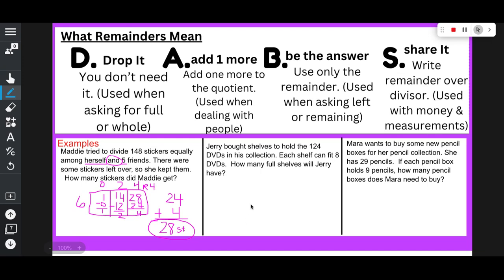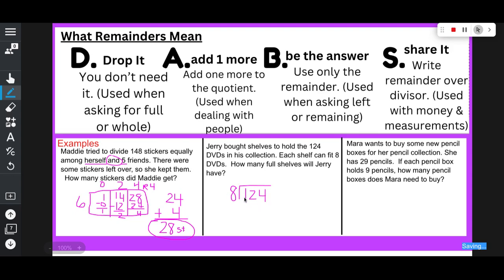Let's take a look at the middle one. Jerry bought shelves to hold 124 DVDs in his collection. Each shelf can fit 8 DVDs. How many full shelves will Jerry have? So I'm going to use a new method here so we can keep practicing our methods.